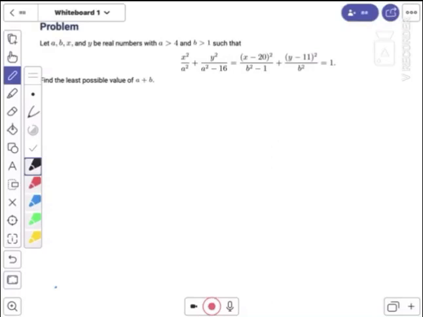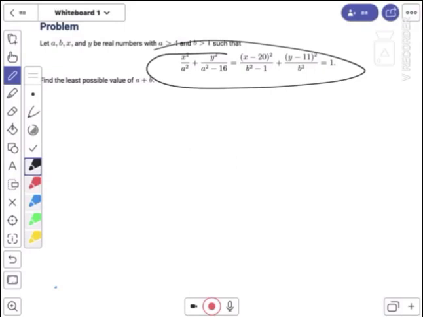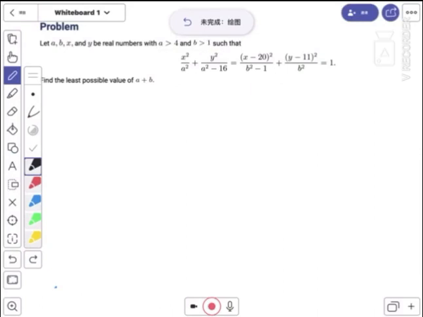We have 4 variables, x, y, a, and b, and we know none of their values, and we're given this monstrous equation that is really hard to deal with, and we want to find the least value of a plus b. And keep in mind, this is from the 2022 AIME number 12. This is a really challenging problem, since we don't know any of the numerical values except that a is greater than 4 and b is greater than 1.